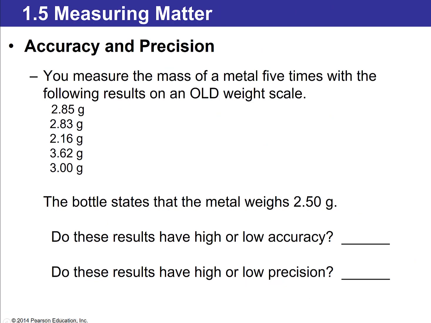So in accuracy and precision, remember that we talked about the difference between the two. And so in accuracy, comparing it to precision, you should be able to recognize from a group of numbers if something is accurate or it's precise, as long as you know the actual correct answer. So in this question, you measure the mass of a metal 5 times, and you get the following results. Unfortunately, you're using an old weight scale, so you're not 100% sure, and you want to compare. So if you weigh the metal 5 times, notice you do not get the exact same answer every time. The key thing here is that the bottle states that the metal weighs 2.50 grams. So when you do the weighing, you get 2.85, 2.83, 2.16, 3.62, and 3.00.